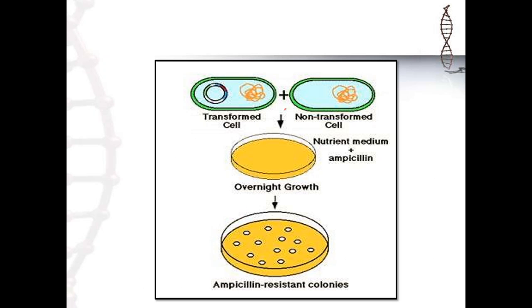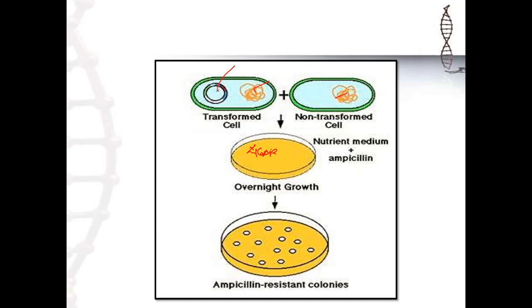So, like this, for example, we have transformed cells. We have this one which is ampicillin resistant, and this one which is not ampicillin resistant. When we put them on agar, this is the growth medium, agar, and we let them grow overnight.